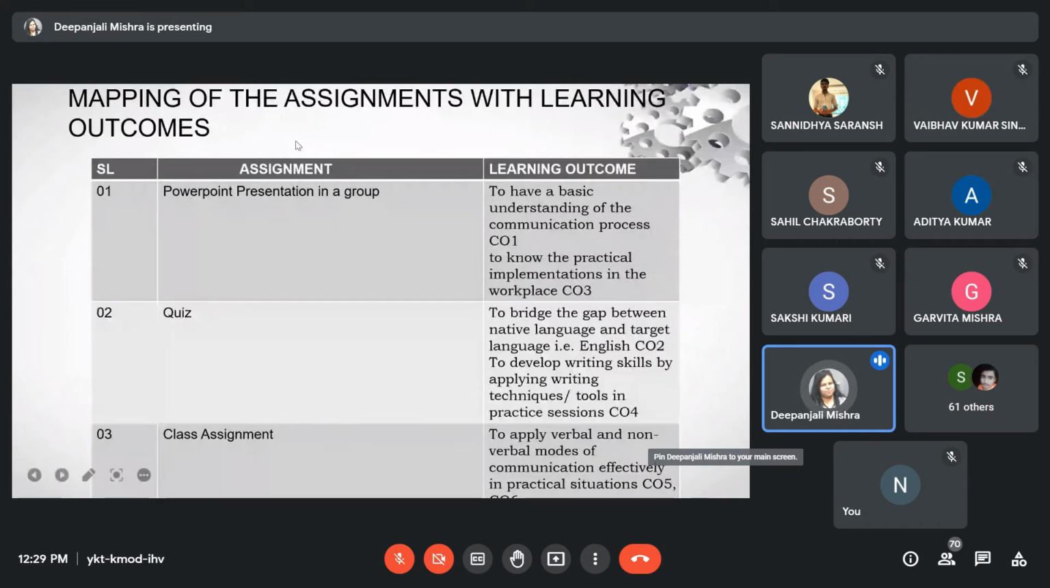And that day, the person who will be absent will miss the quiz, because if you are not present in the class, the quiz will not be assigned to you. So it has been systematically developed in this way.